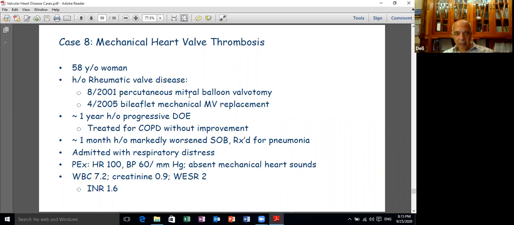White cell count is normal, serum creatinine is normal, and ESR is normal. She has an INR of 1.6. So this is a bileaflet mitral valve replacement, so it's supposed to have an INR of 3. So its INR is 1.6. The short history as well as the inadequate anticoagulation pointed to the occurrence of thrombosis.